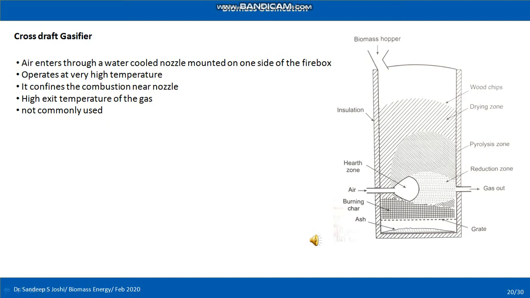So in all, the downdraft gasifier is mostly used in the industry. Then second is the updraft gasifier, and we are not actually using this next type of gasifier that we called the cross draft gasifier.